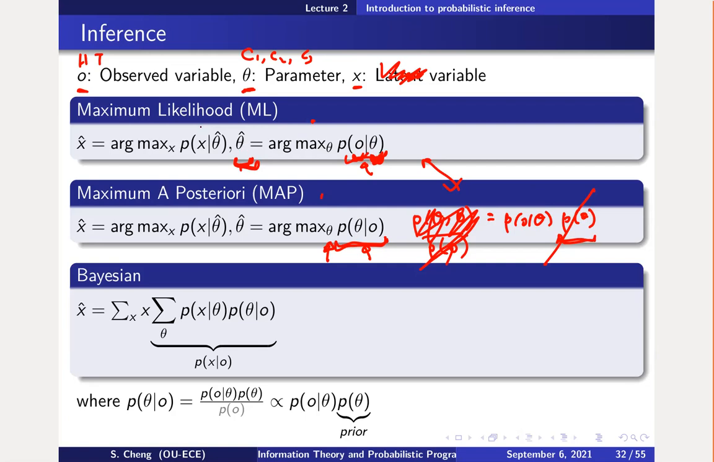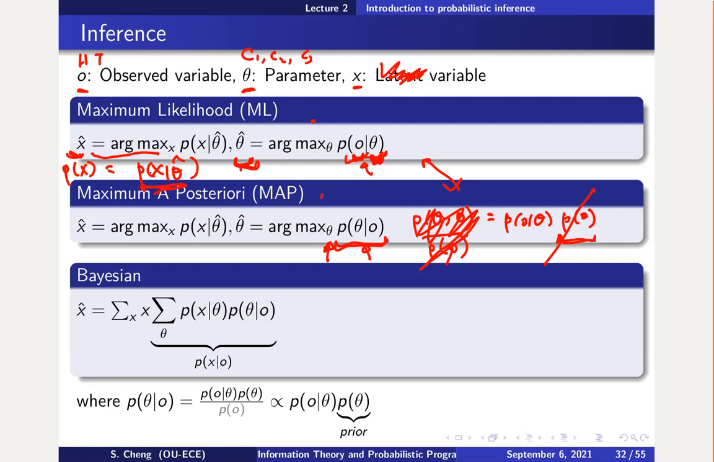After that, I'll simply say my estimate for X will be the probability of X. In the previous example, I'm trying to estimate this Px, right? So my estimate of Px will be simply equal to Px given theta hat here. And of course, if you want to further say what is the most likely X to happen, then I can find the one that has the maximum Px given theta hat.